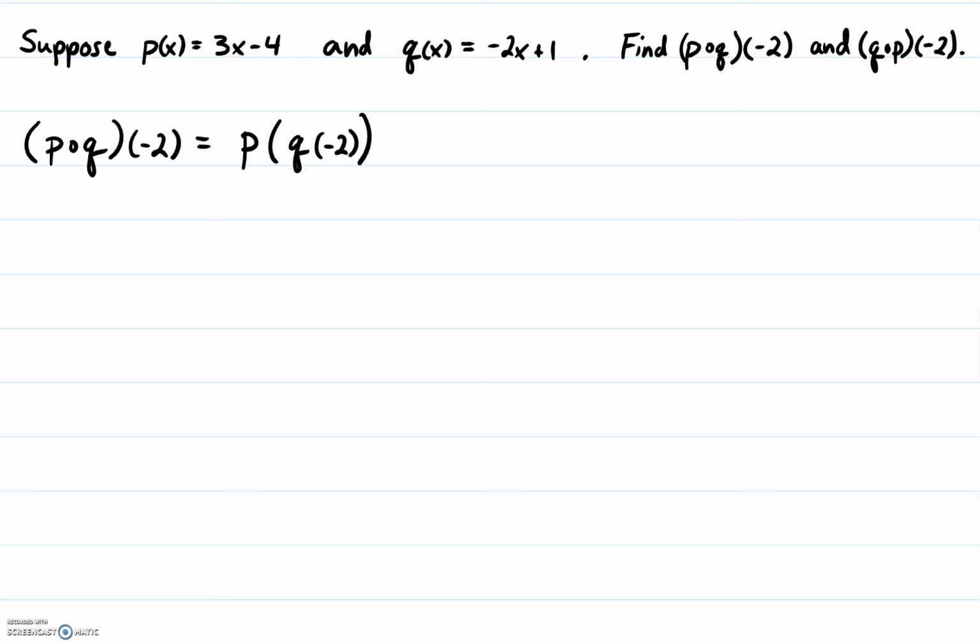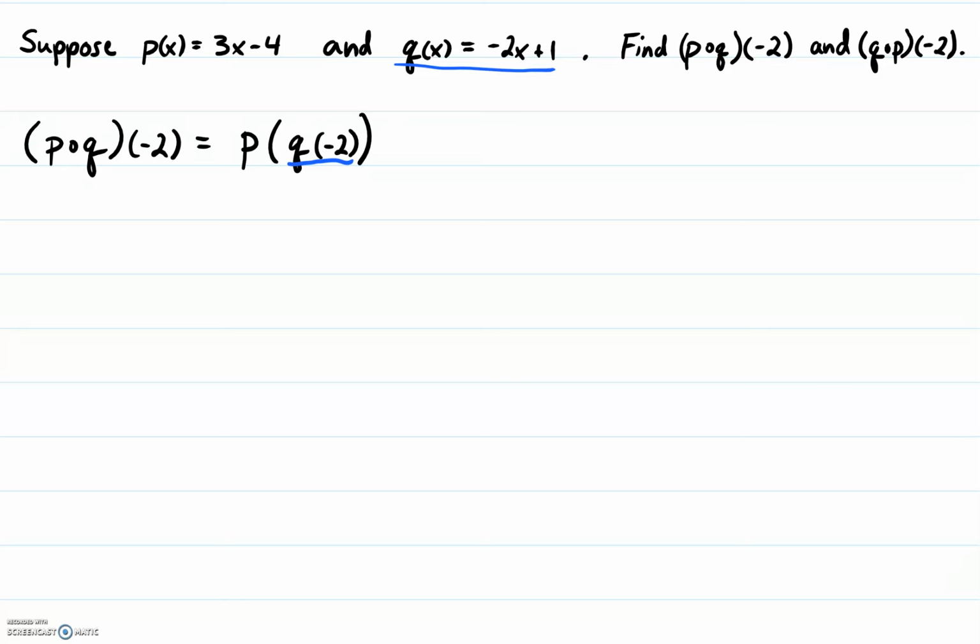Now we want to evaluate this, but we're going to break it into two different problems. First of all, we're going to plug negative 2 into q, the original q function, and that's going to give us a number. Then whatever that number is, we're going to plug that into the p function, and that's going to give us the answer to this problem. So again, just breaking it into steps is going to make it a little bit easier, and you can do that since you're evaluating the composed function at a number instead of just a variable.